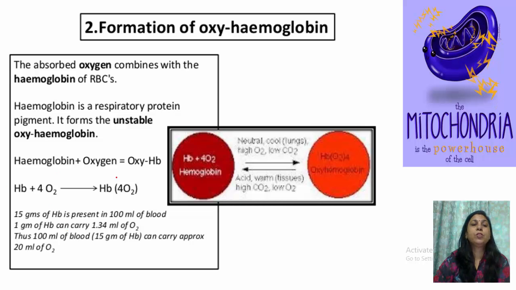Then comes the formation of oxyhemoglobin. The absorbed oxygen combines with the hemoglobin of RBCs. We know what is hemoglobin. It is the red colored pigment which imparts red color to the red blood cells, and this oxygen combines with hemoglobin. It is a respiratory protein pigment. Actually, hemoglobin is a protein. It forms the unstable oxyhemoglobin. That is, hemoglobin plus oxygen will form oxyhemoglobin.